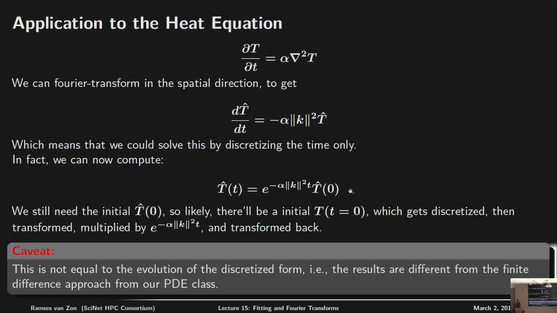It's almost trivial. Of course, in a real application, you'll probably be given some initial heat profile, some T0, which you then have to transform into a Fourier transform. Then you apply this and you Fourier transform back. You might have to worry about things like boundary conditions, which I haven't touched upon here, which also live in physical space.